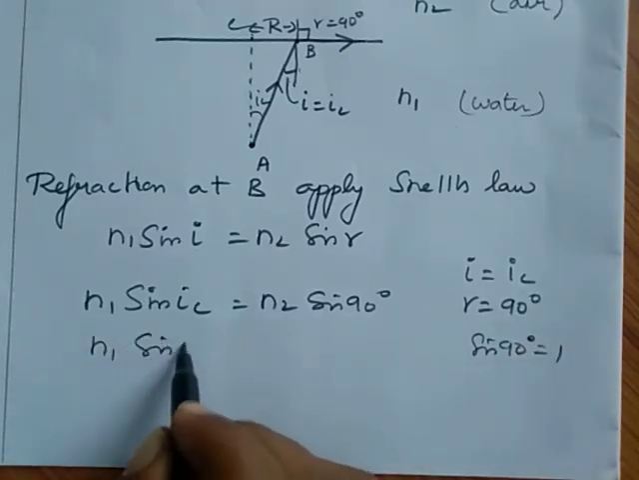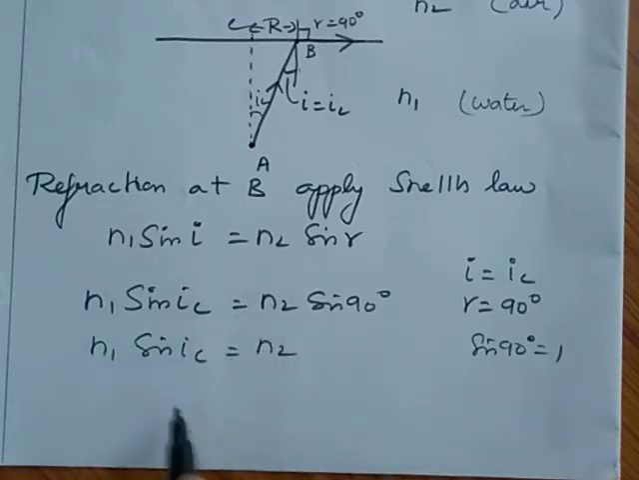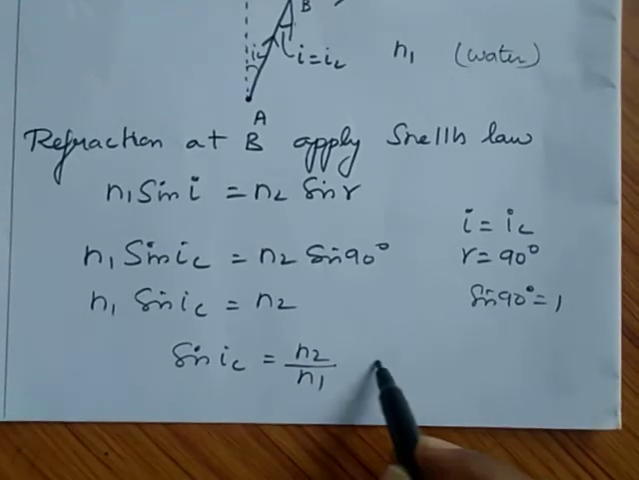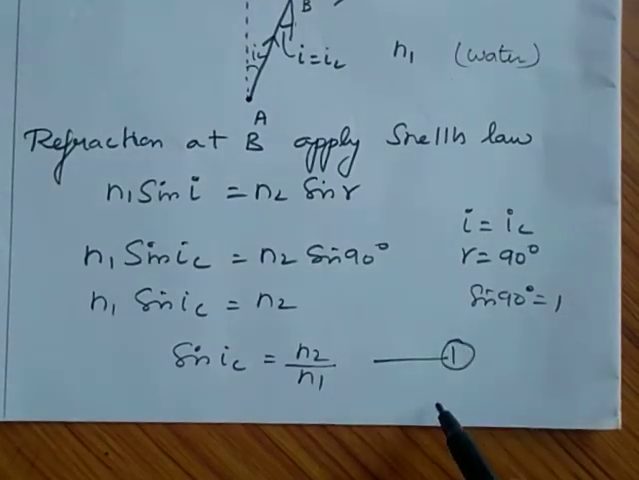Then n1 sin ic is equal to n2. Then sin ic is equal to n2 by n1. Okay, here I can call this equation 1.